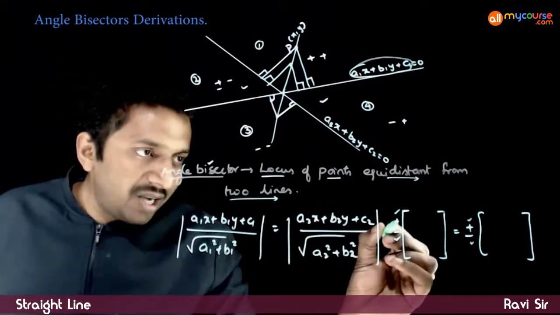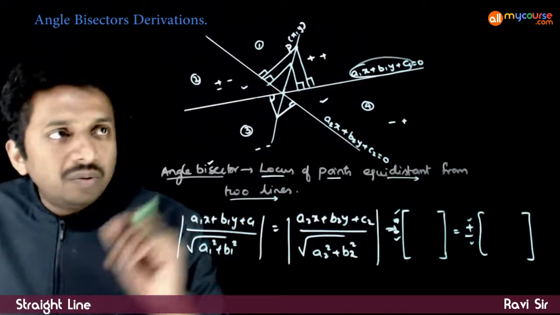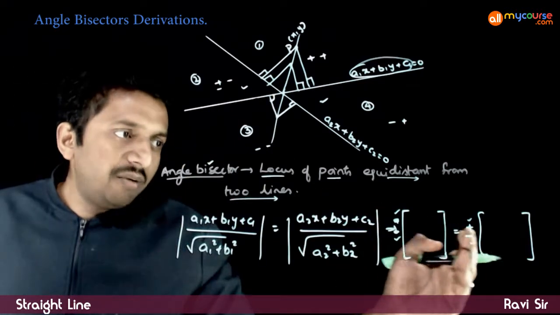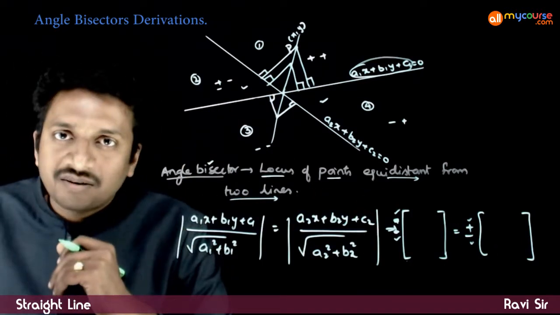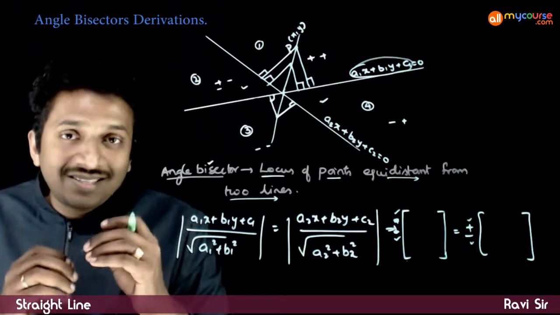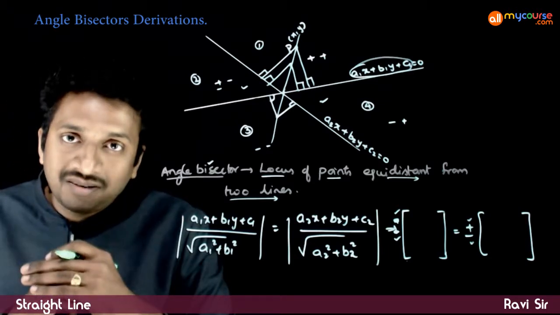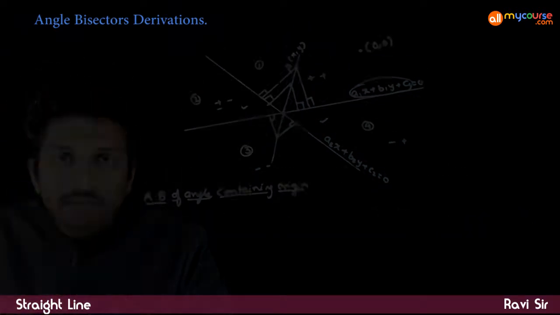So that's why we don't take plus and minus here. We just take plus here. Plus equal to plus gives you one angle bisector. Plus equal to minus gives you the other angle bisector. So which angle bisector is which? What is the angle bisector of the angle containing the origin and not containing the origin? So let us look into that.